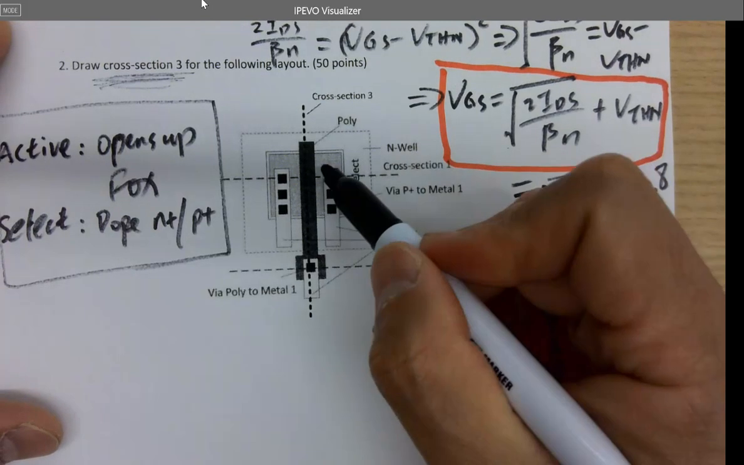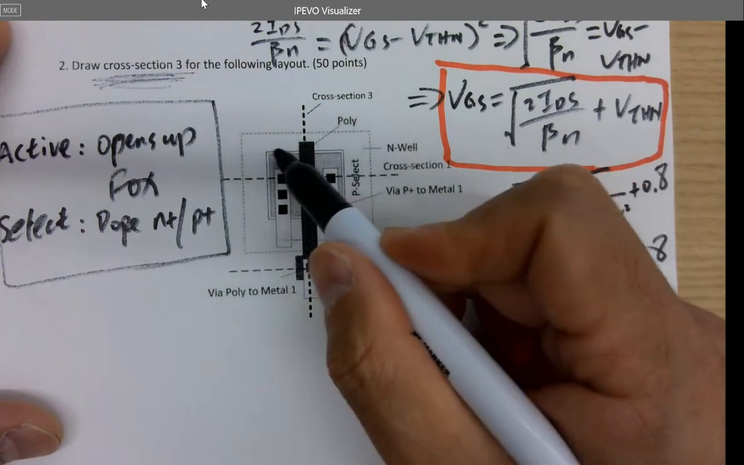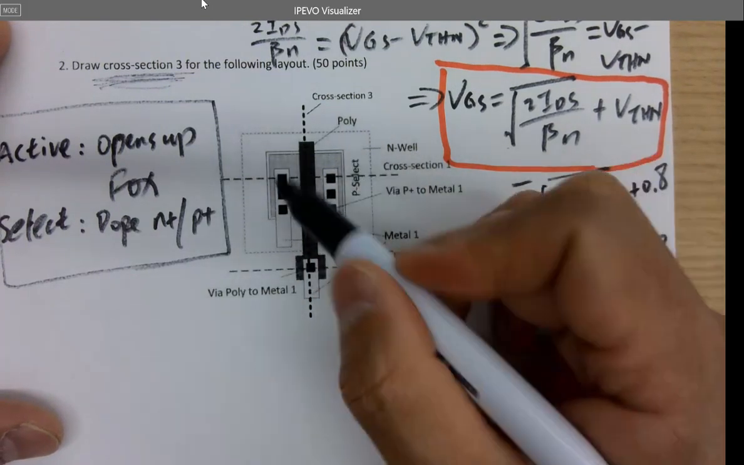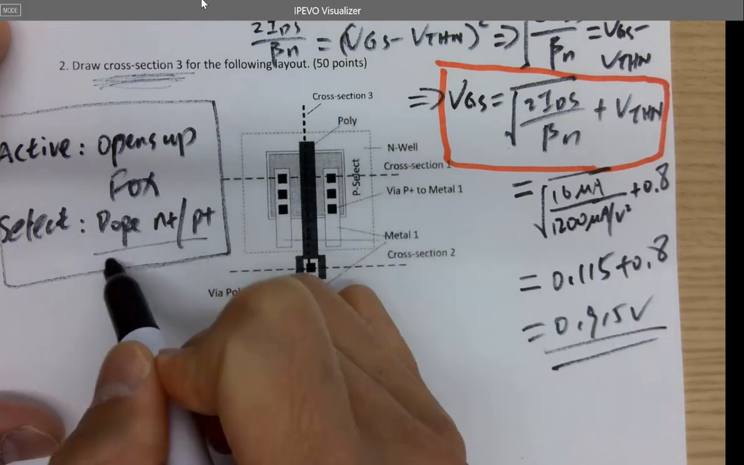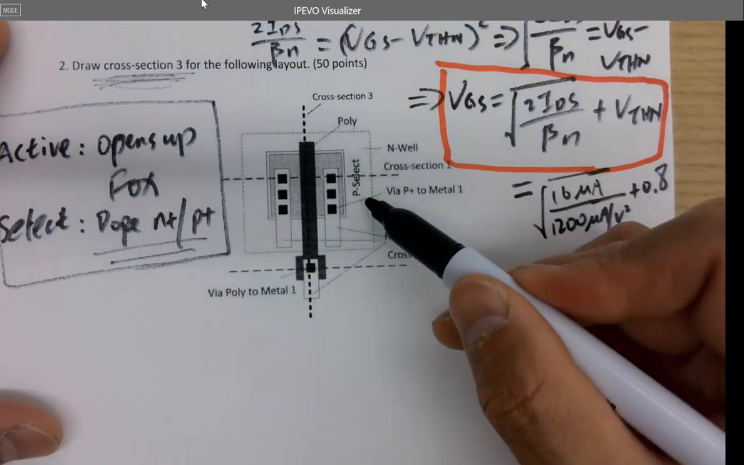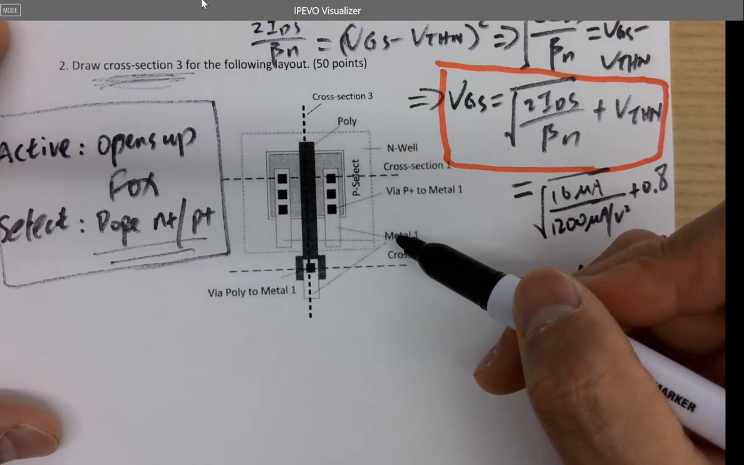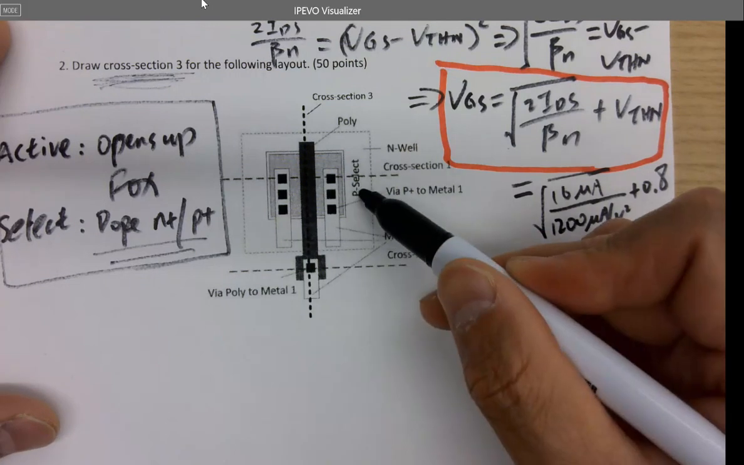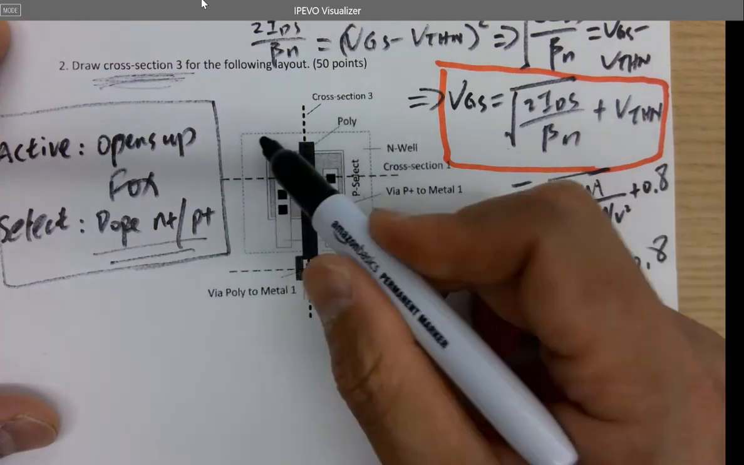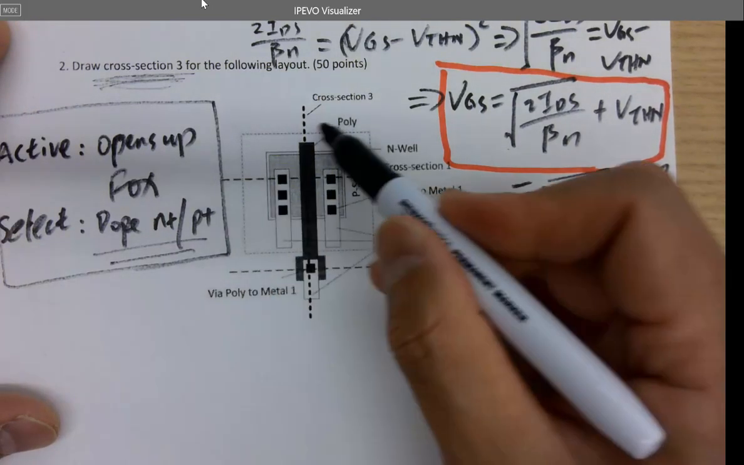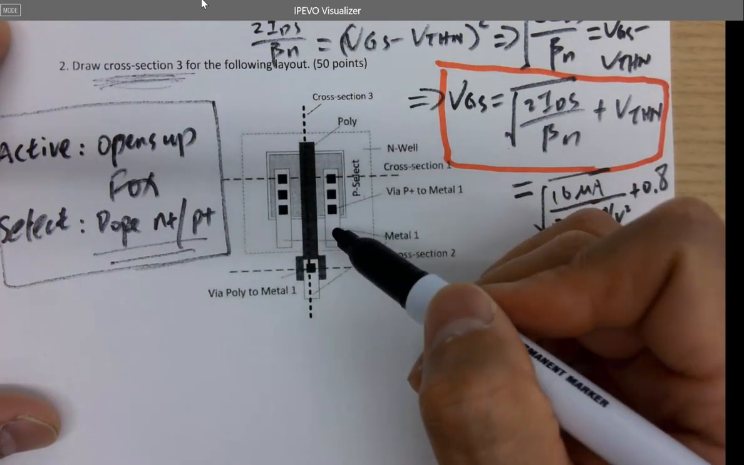So this is a little bit confusing here. I've got a P select that covers the entire area, and the P select is going to dope N plus or P plus. Is this a PMOS or NMOS? P select, so it's a PMOS, right? That's why we got N well here. So the whole thing is being doped in N well.